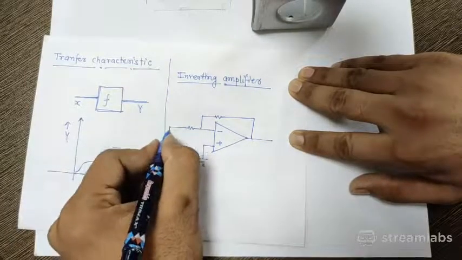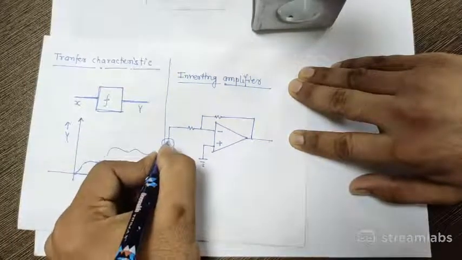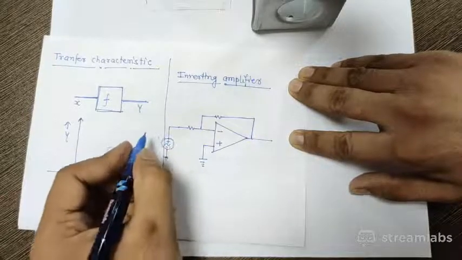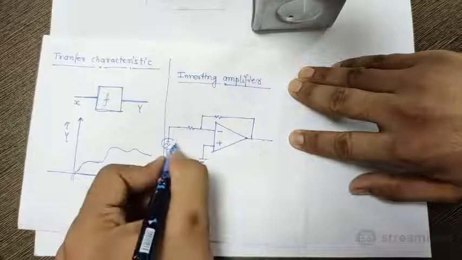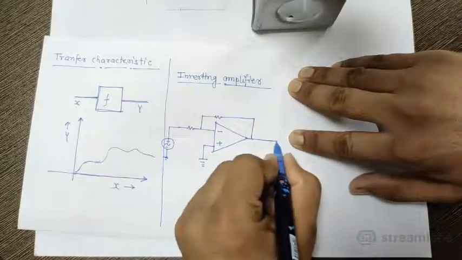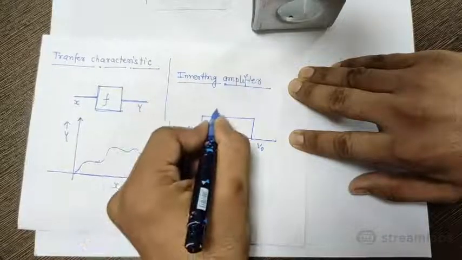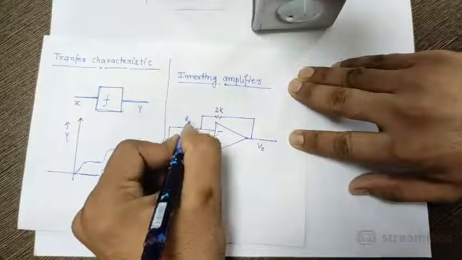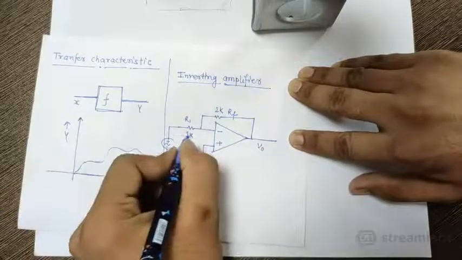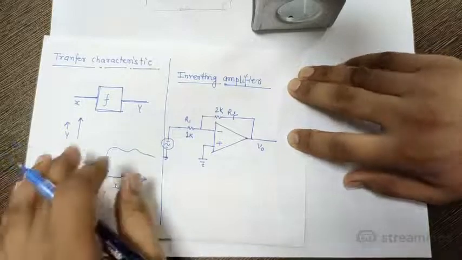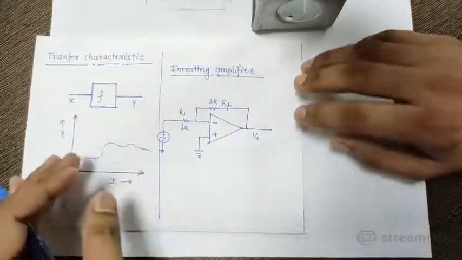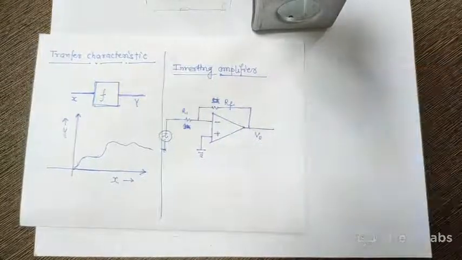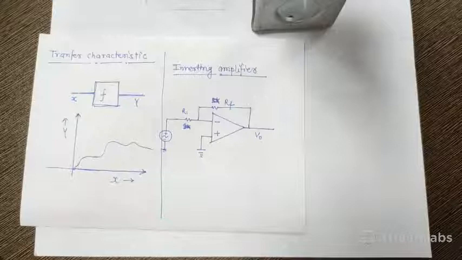I am applying here a voltage source of sinusoid which is varying in voltage, and output voltage is coming here. This resistance is of 2 kilo ohm and this resistance is of 1 kilo ohm. I can say this is R1, this is RF. Any value can be taken, and because I am taking a general circuit, I will not fix the values. I am taking a general circuit for which the transfer characteristics has to be drawn.